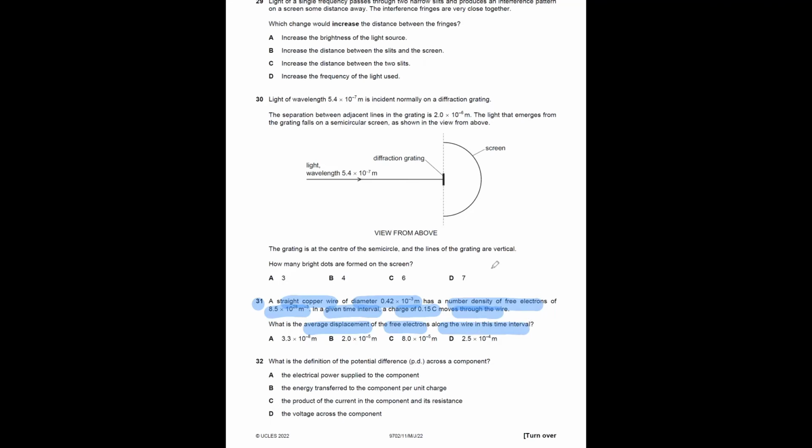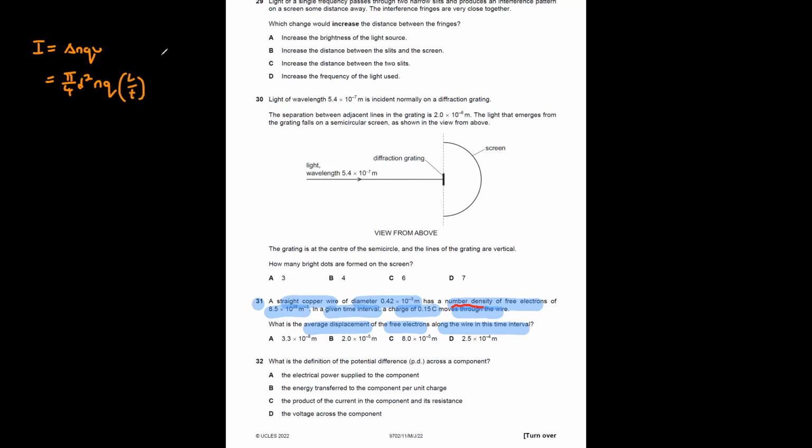Since they made mention of number density, the only equation you've learned so far that relates number density is I equals A n q v. You can expand this equation further, where A is pi over 4 d squared, because A here refers to the circular cross-sectional area of your wire, then multiply with number density, multiply with q, and then multiply with L over t.